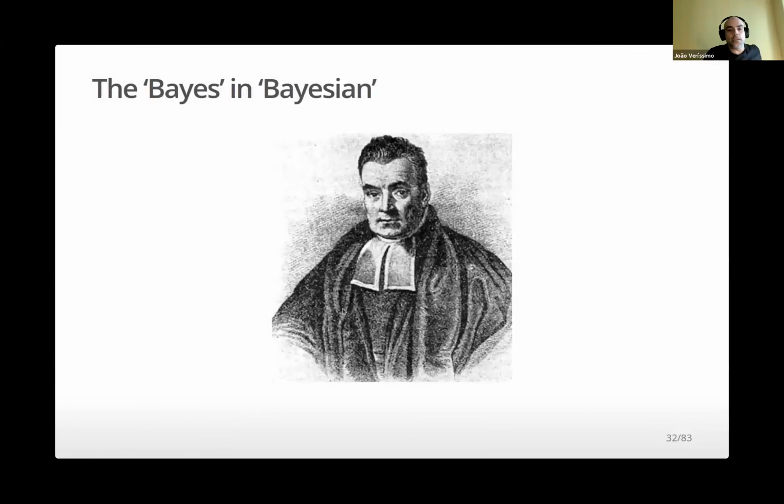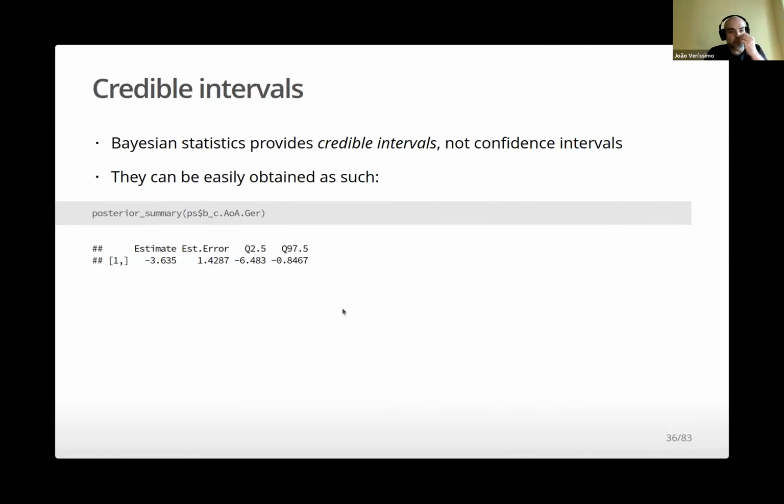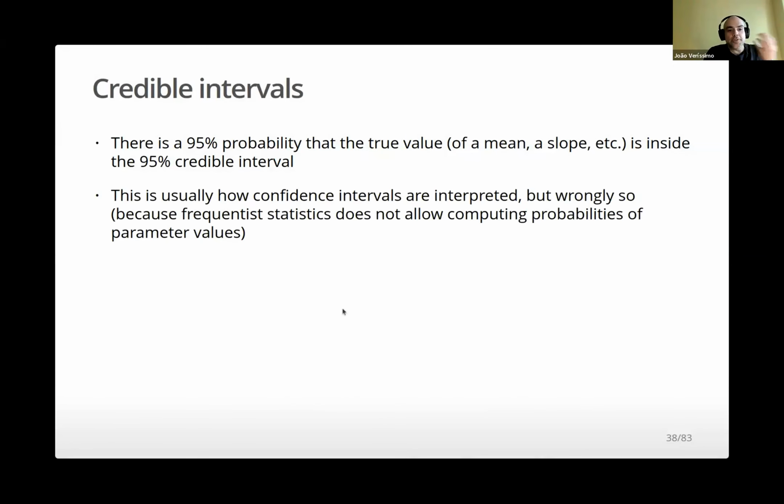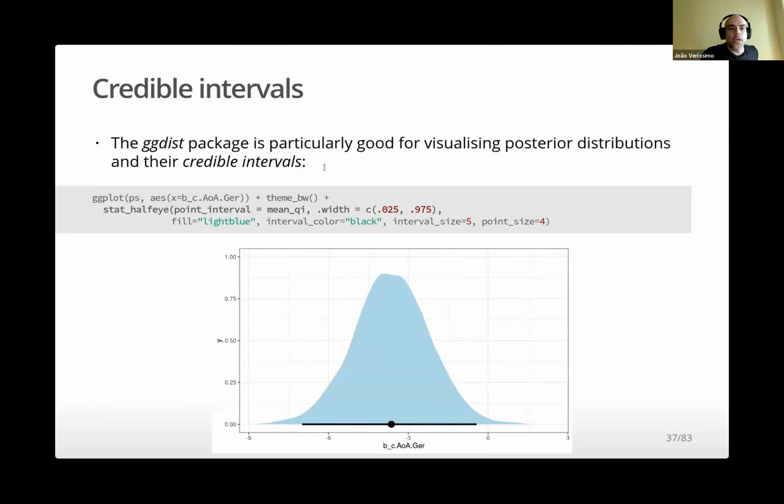And so these are different from confidence intervals. Even though this is usually how confidence intervals are interpreted, we look at the confidence interval and we say, I'm 95% sure that the effect is within these two bounds. Again, we cannot do this because frequentist statistics don't allow turning one conditional probability into the other. So even though we interpret them like that, this is a wrong interpretation. But with Bayesian statistics, we can actually say that there is 95% probability that the true value is inside the 95% bounds of the credible interval.